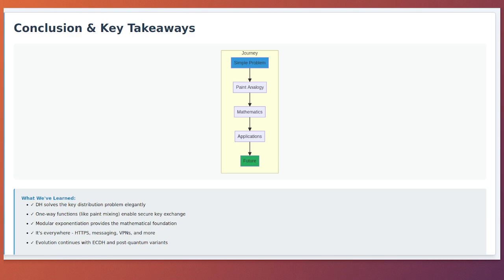Looking forward, Diffie Hellman faces new challenges. Quantum computers threaten to break the discrete logarithm problem it relies on. But the cryptographic community is not standing still. Post-quantum alternatives are being developed and standardized. The core idea of Diffie Hellman, using mathematical one-way functions to establish shared secrets, will likely persist even as the specific mathematics evolve. For developers and security professionals, understanding Diffie Hellman is not just academic, it is practical knowledge that helps in making better security decisions.